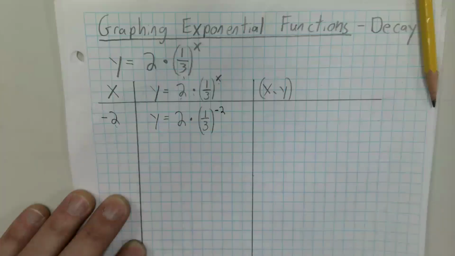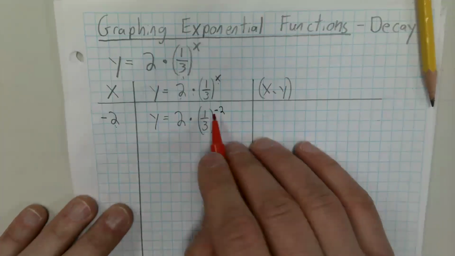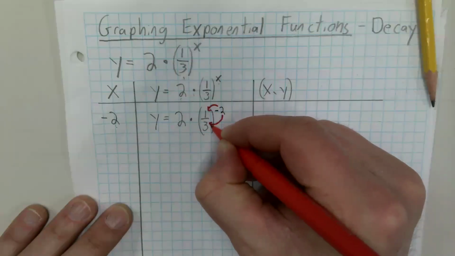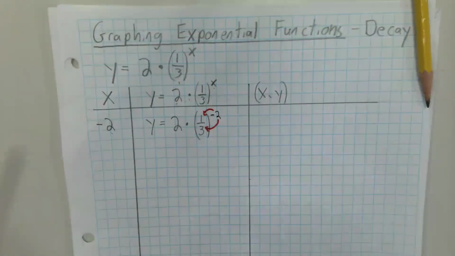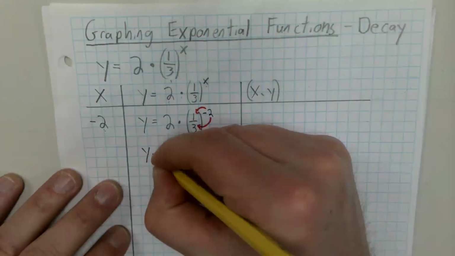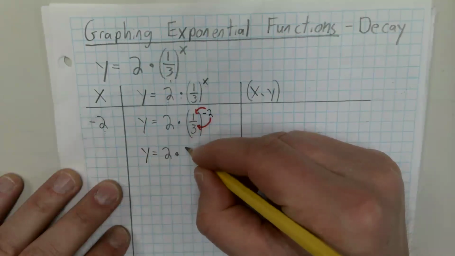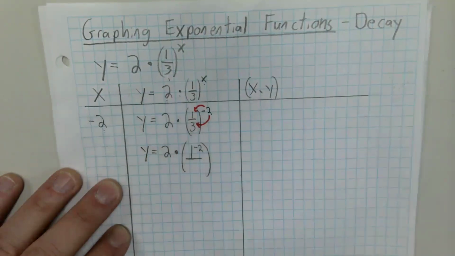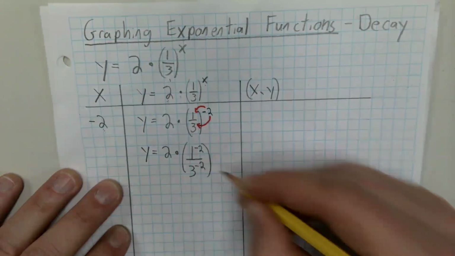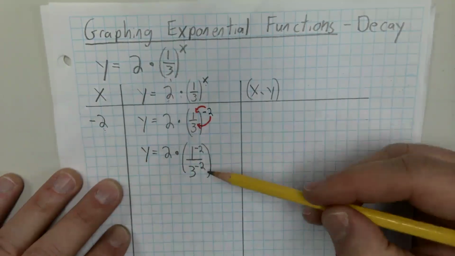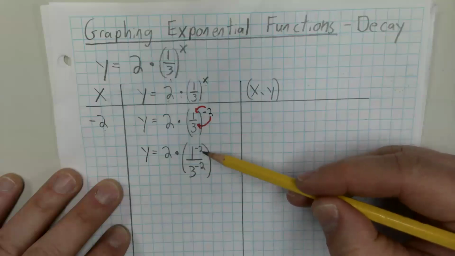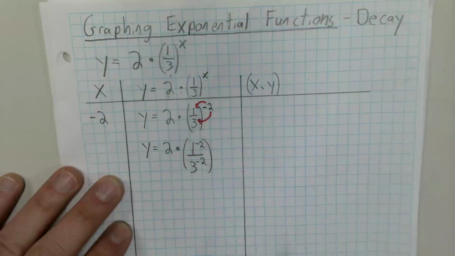That's our exponent. Now we know that our exponent rules tell us that if we raise a power to a power, we need to apply that exponent to everything inside the parentheses. So this turns into y equals 2 times 1 to the -2 power, 3 to the -2 power. What's going to happen here, I have negative exponents, so they're going to flip around. The numerator is going to end up in the denominator. The denominator is going to end up in the numerator because of those negative exponents.